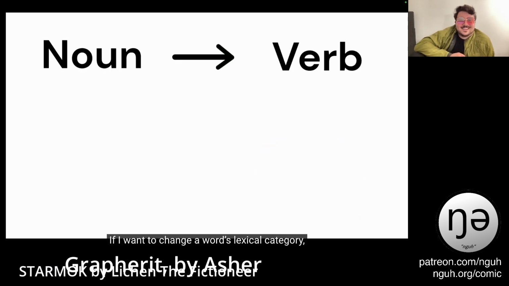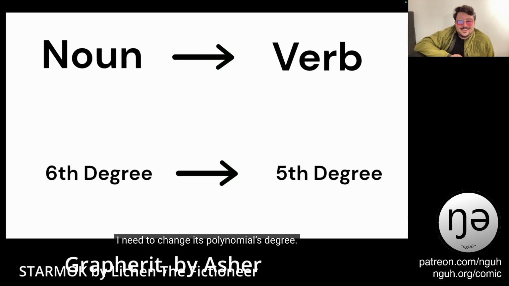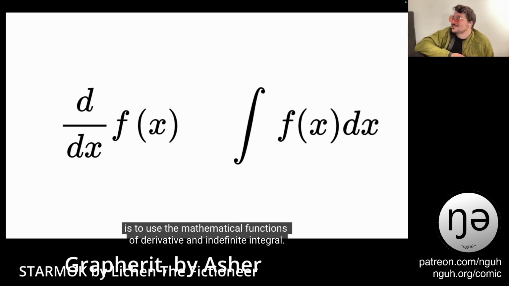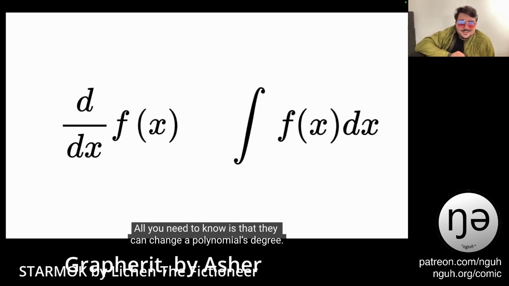If I want to change a word's lexical category, I need to change its polynomial's degree. An easy way to do this is to use the mathematical functions of derivative and indefinite integral. Of course. Don't worry, you don't need to know what these functions do mathematically. All you need to know is that they can change a polynomial's degree.